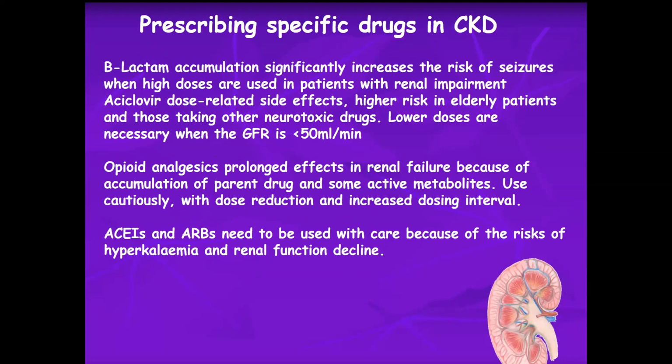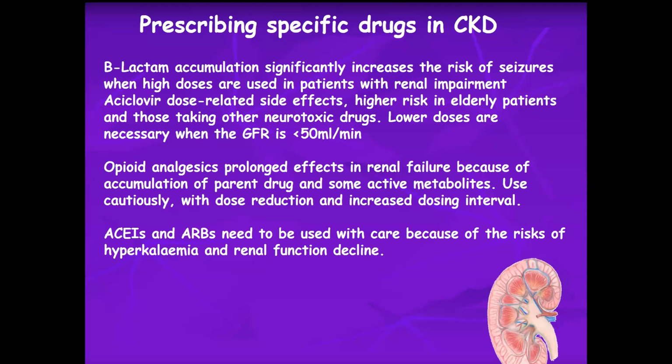Prescribing specific drugs in CKD: beta-lactams, accumulation is significantly increased, with risk of seizures when high doses are used in patients with renal impairment. Acyclovir, dose-related side effects, higher risk in elderly patients and those taking other neurotoxic drugs. Lower doses are necessary when GFR is less than 50 mL per minute. Opiate analgesics prolong effects in renal failure because of accumulation of the parent drug and some active metabolites. Use cautiously with dose reduction and increased dosing interval.